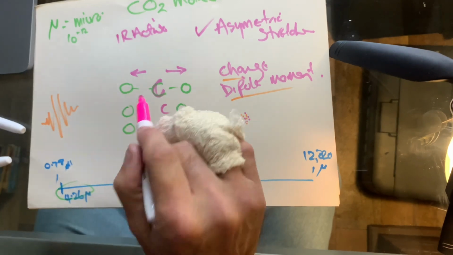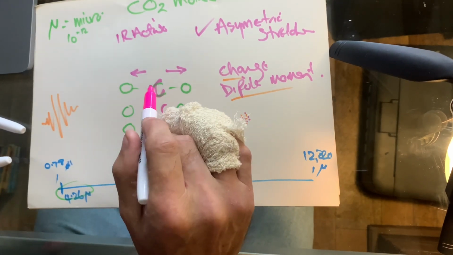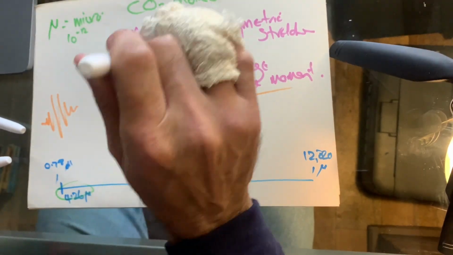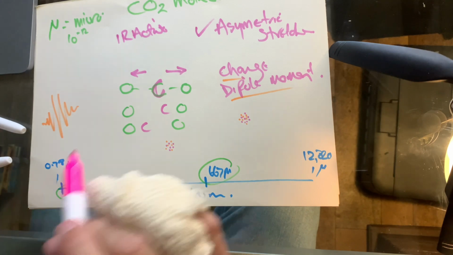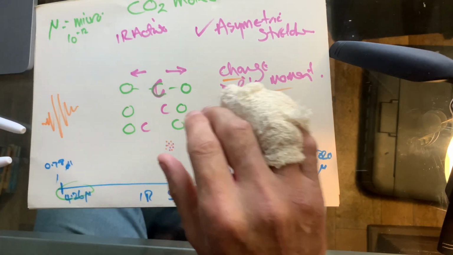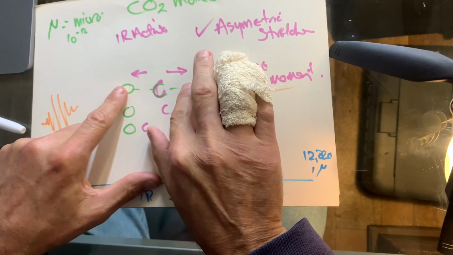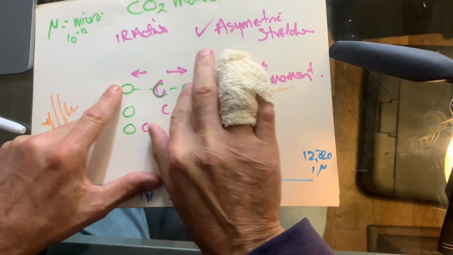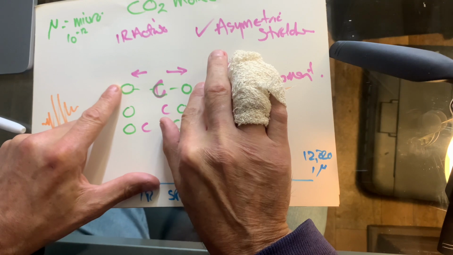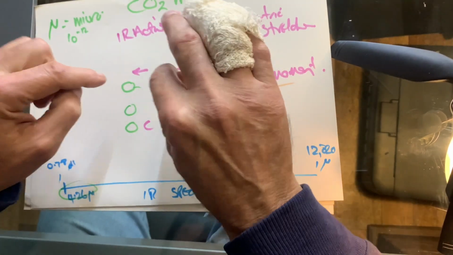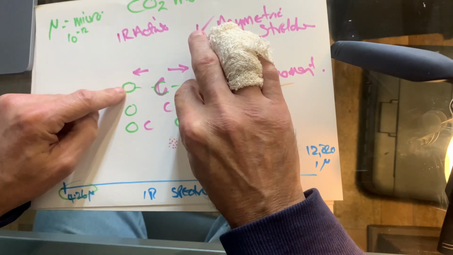The reason symmetrical stretching is not IR active is because it doesn't change the dipole moment. If you had symmetrical stretching, and imagine the C stayed in the same place, but the oxygens went boop, boop, boop evenly, that is not changing the overall electric charge configuration within the molecule.